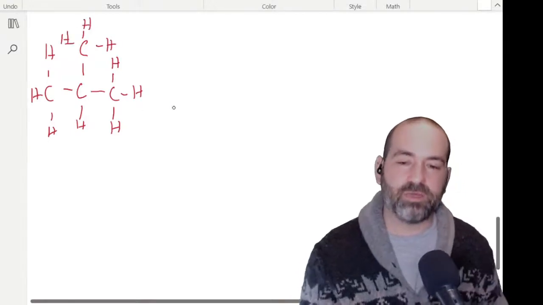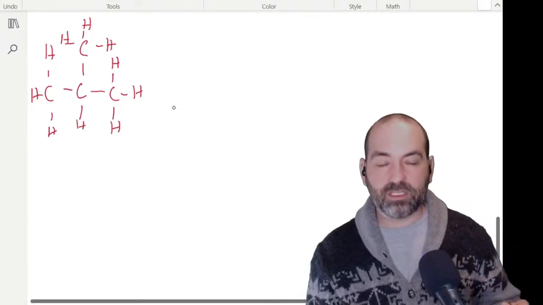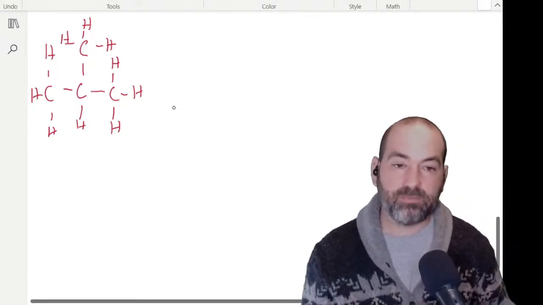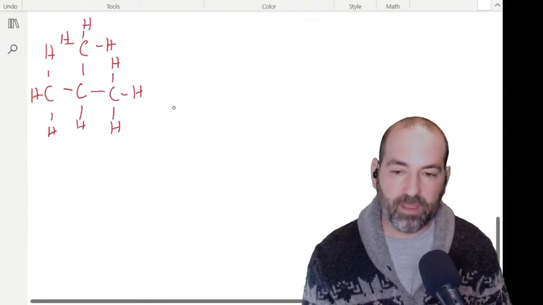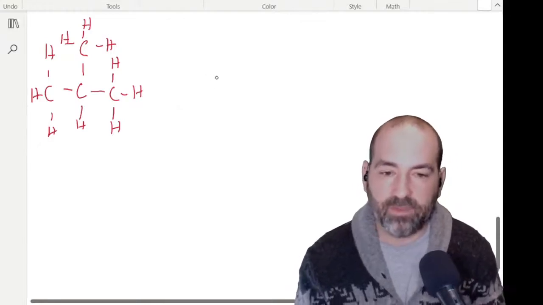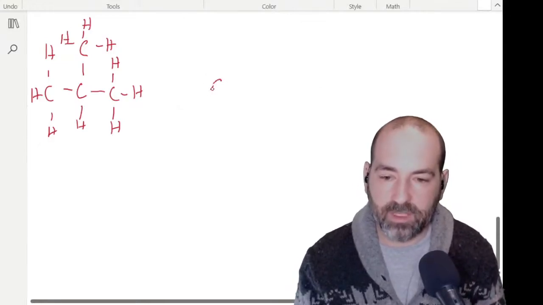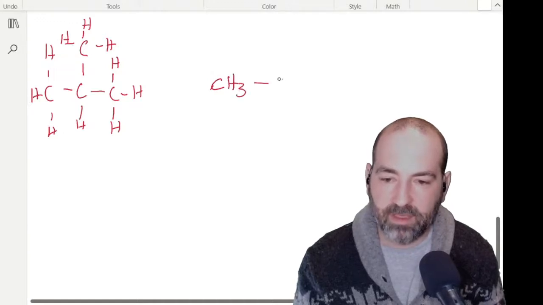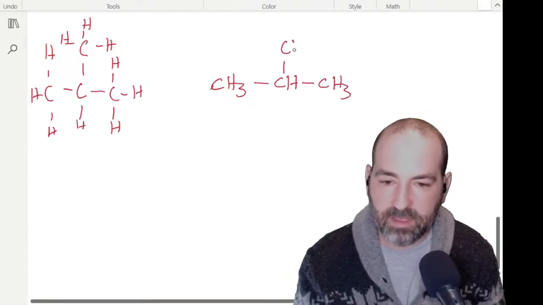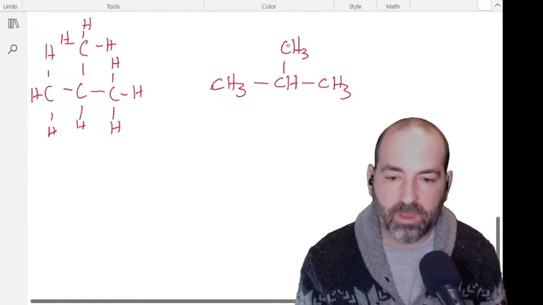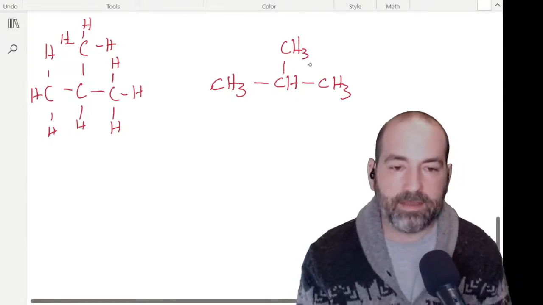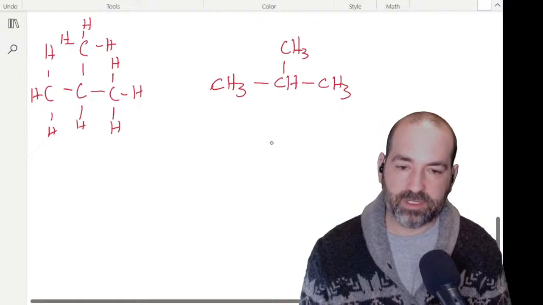All right, so how could we express that in a condensed structure? Well, the easiest way is to do it the first way. Keep the lines between the carbons there and just condense the hydrogens. That's totally a fine way of doing it. So we'd have a CH3 on the left, a C with just 1 H in the middle, a CH3 on the right, and a CH3 up here. That's a fine condensed structure.